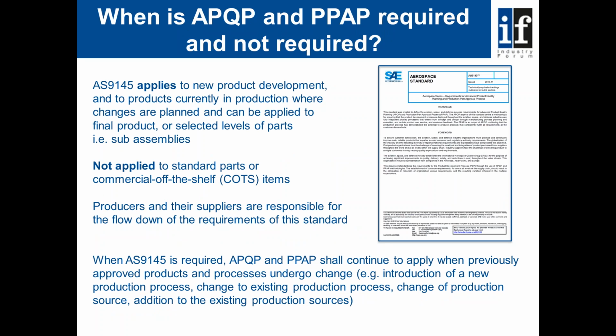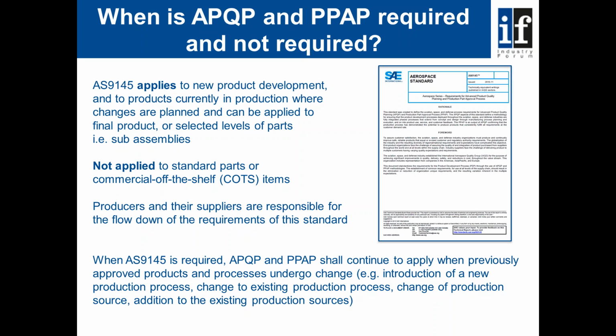So when would we apply AS9145 with its APQP and PPAP? Well, AS9145 should be applied to new product development and to products currently in production where changes are planned, and can be applied to final product or selected levels of parts, for example, sub-assemblies. So the requirements can be applied at all tiers of the supply chain, and in fact that's where it's going to be at its most effective, at each tier of the supply chain, achieving the goals and the benefits of APQP, which takes variation and waste out of the complete supply chain. Producers and their suppliers are responsible for the flow down of the requirements of this standard. When AS9145 is required, APQP and PPAP shall continue to apply when previously approved products and processes undergo change.